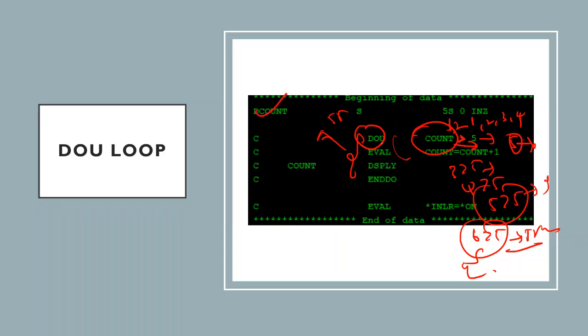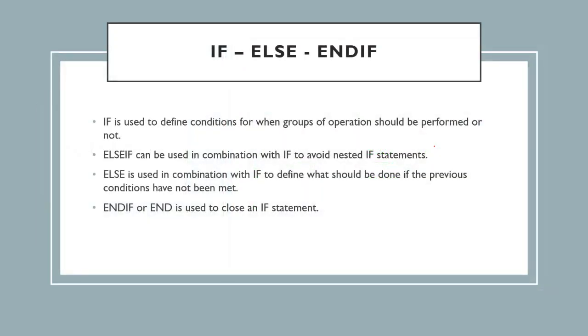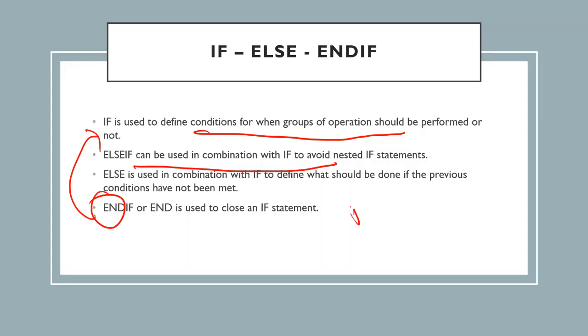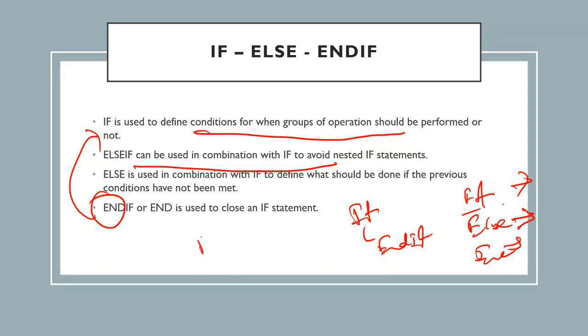Here again we are using the same count variable. In do while, we assign the value, display the value, and end do. Now, what are if, else, and end if? For example, you want to write logic based on a certain condition, then you go with the if. If is used to check a condition for a group of operations, else is used to combine with if. So end if is the end of the block. If the condition is true, it executes; if the condition is not true, it goes to the else statement, then end if.